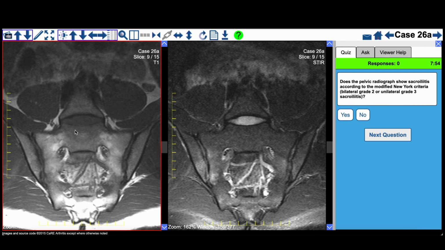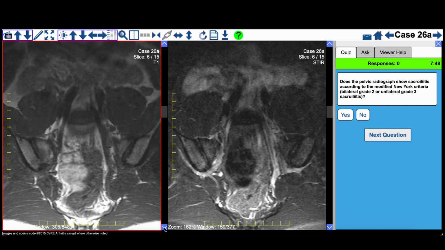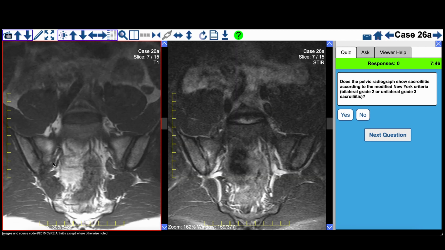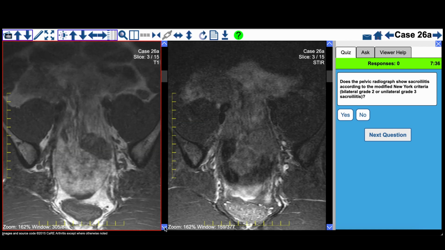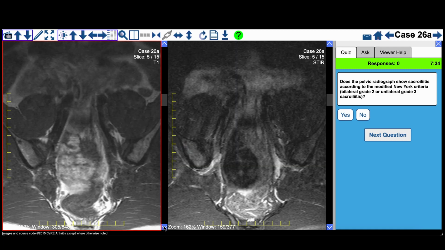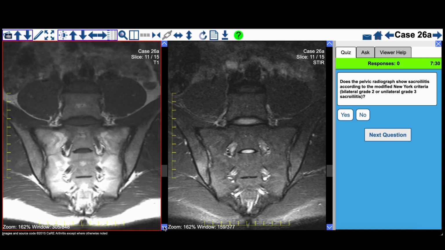We do not see a great deal on the T1 weighted scan, except for anteriorly, on one particular slice, there is a small erosion with some widening of the joint space. So this patient has bone marrow edema on at least 3 to 4 slices, several slices all the way back to the posterior part of the joint.